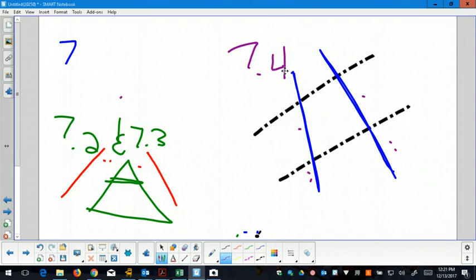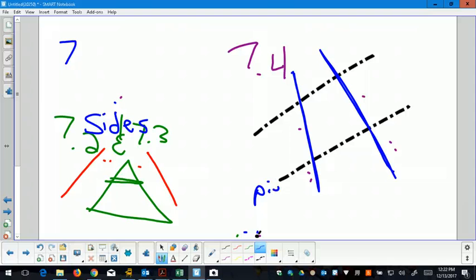Whereas 7.2 and 7.3, we had to use sides. And it's still not working. So here we have to use sides. Here we were able to use pieces.